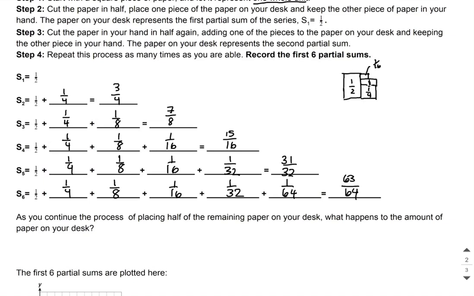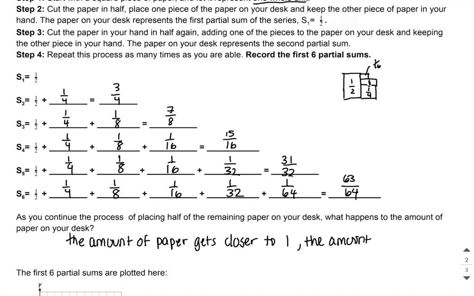As I continue the process of placing half of the remaining paper on my desk, what happens to the amount of paper on your desk? It's getting closer and closer to what? The amount of paper is getting closer and closer to 1. So the amount, 1 whole unit, is getting closer and closer to that 1 square. The amount of paper gets closer to 1, the amount represented by the original square. Okay, it's getting closer and closer to the original square, which makes sense, right?